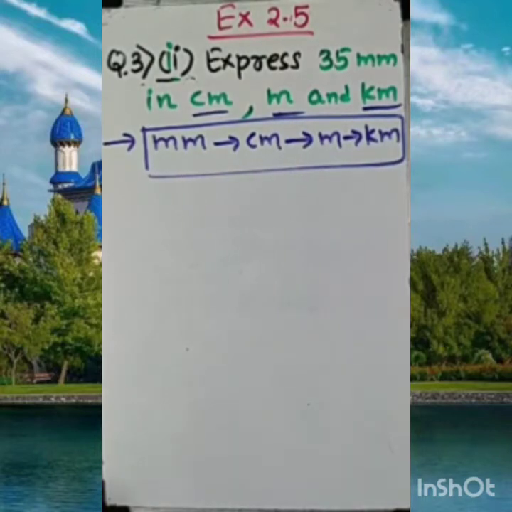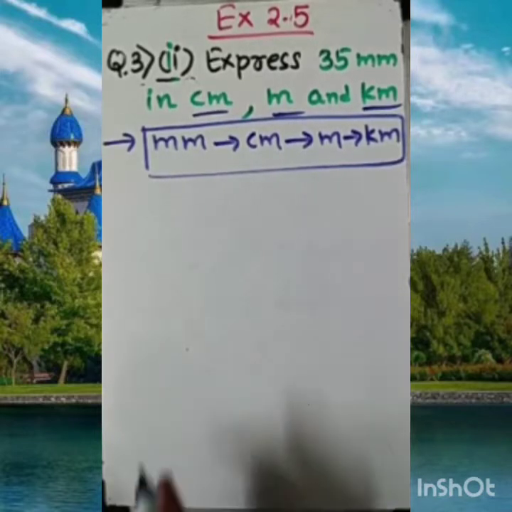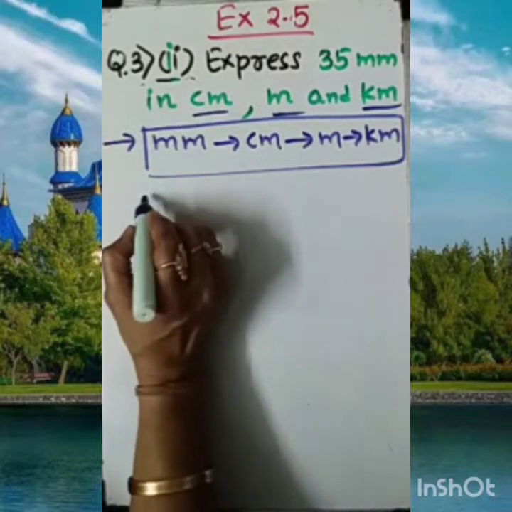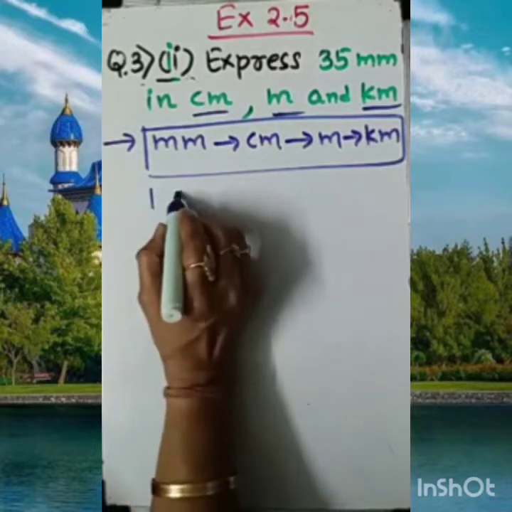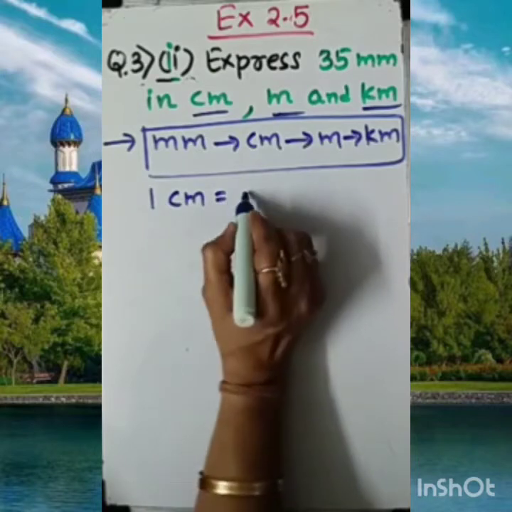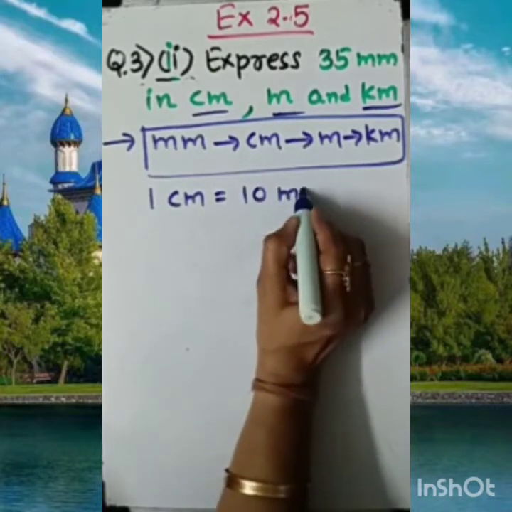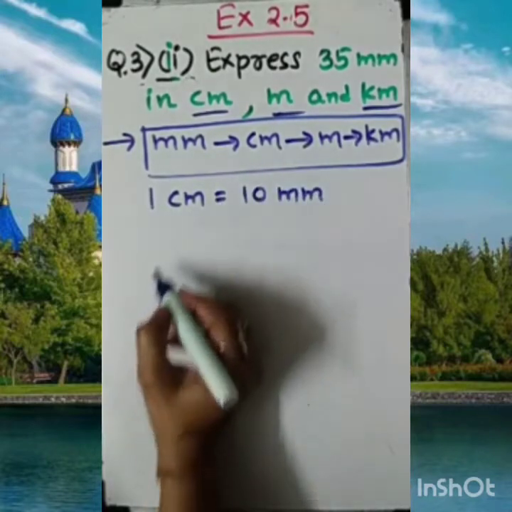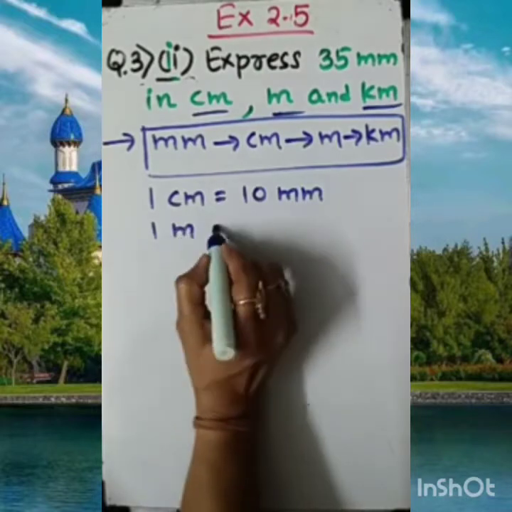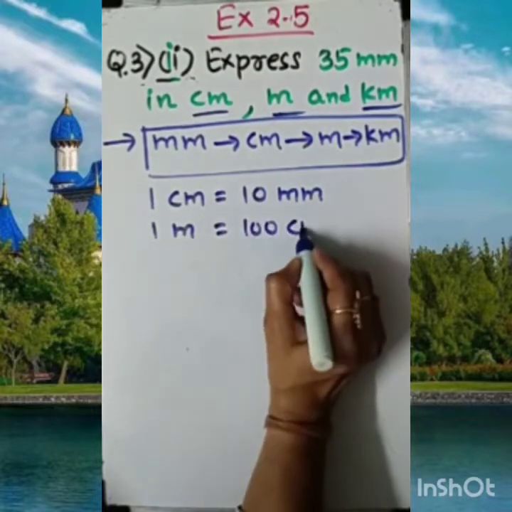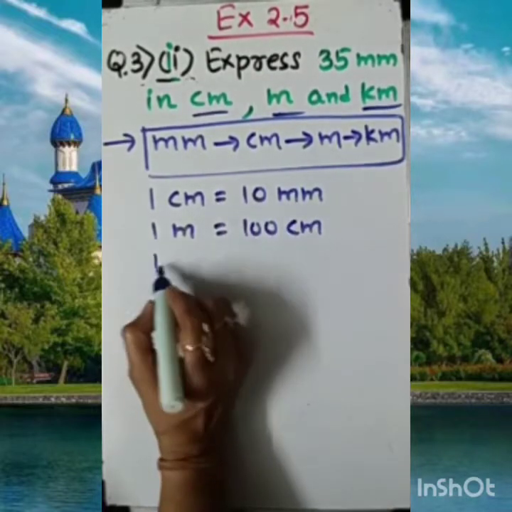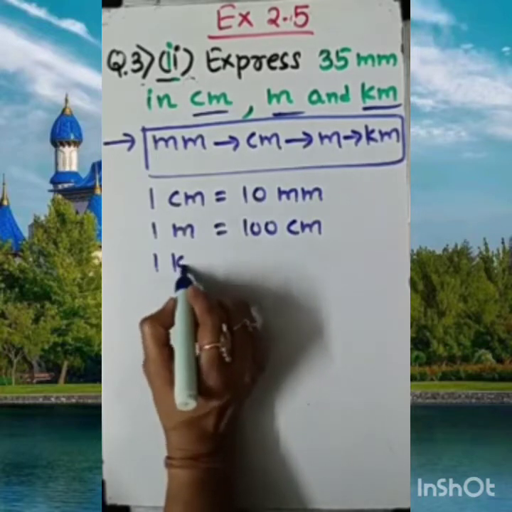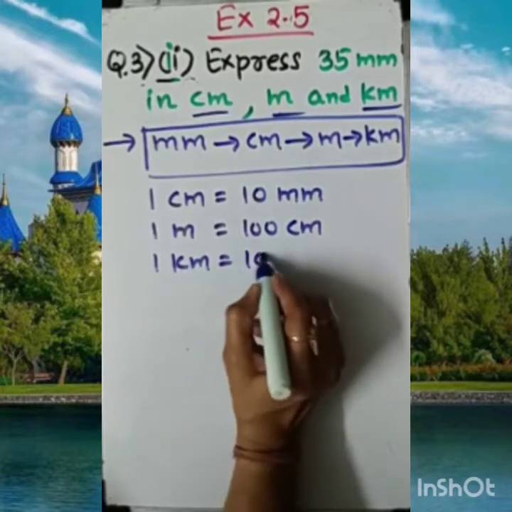Now here first we are given 35 millimeter. Before we proceed with 35 mm, I need to first mention this thing. Dear student, we know that 1 centimeter equal to 10 millimeter. Please keep this in mind. Then 1 meter equal to 100 centimeter. And of course, 1 kilometer equal to 1000 meter.